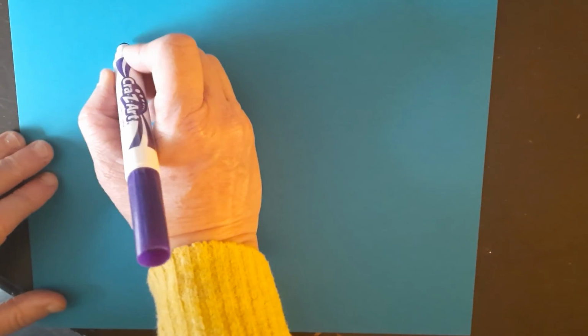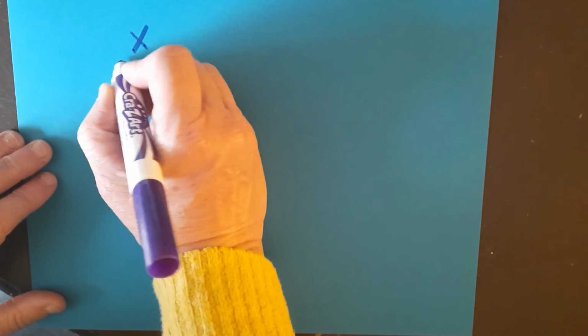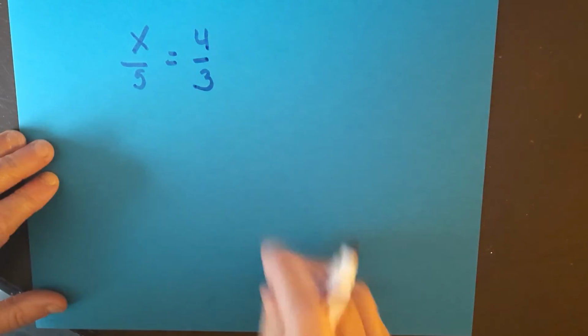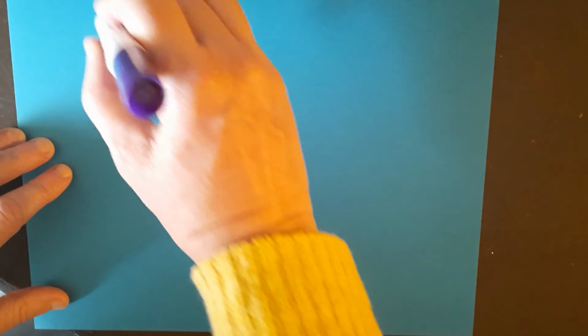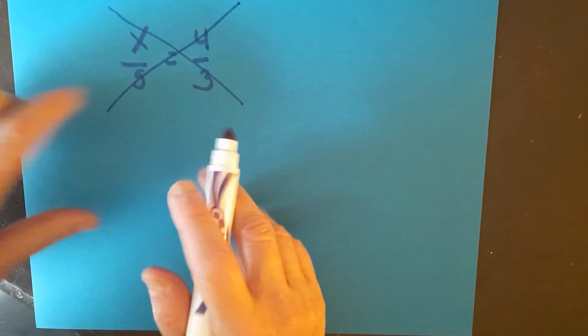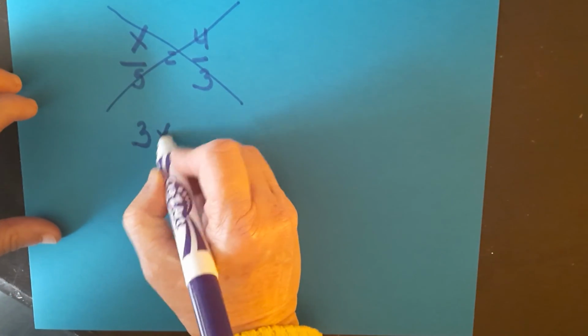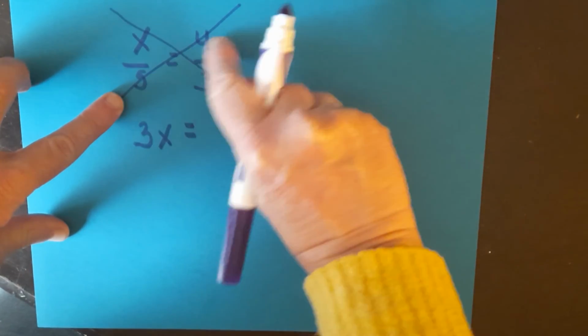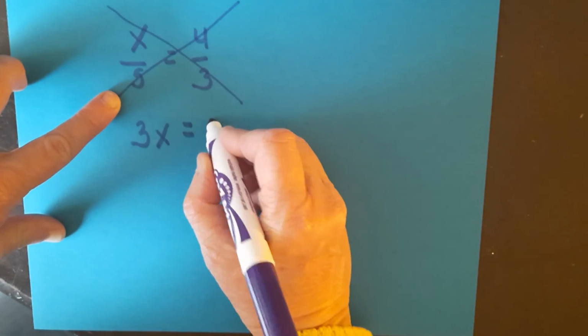Let's try another cross multiplication problem to make sure that you got it. So let's do x over 5 equals 4 over 3. How do we figure this out? We're going to do our crosses like this. We're going to take x times 3 on one side and get 3x. Put the equal sign back in, and then we're going to multiply these two. 5 times 4. 5 times 4 is 20.